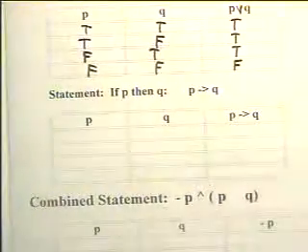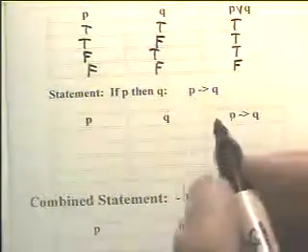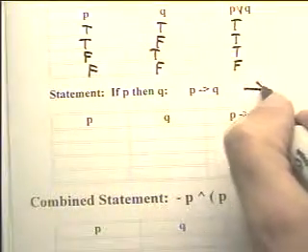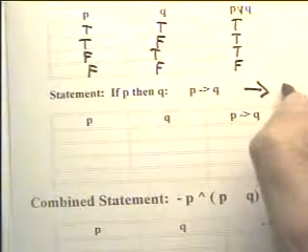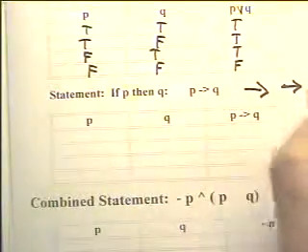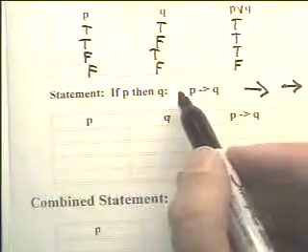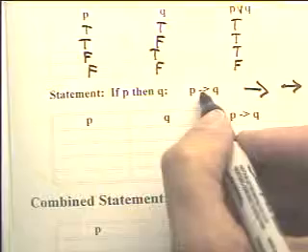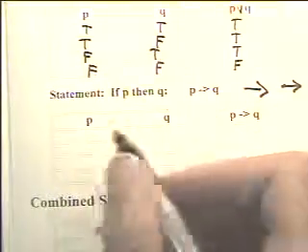And then we have the statement if P then Q, which is symbolized by an arrow. Now this arrow is really made out of a dash and a greater than sign, but it's really supposed to be just a plain old arrow. That's a conditional symbol. Means if P then Q. So if the statement is if P then Q, this means Q follows from P.